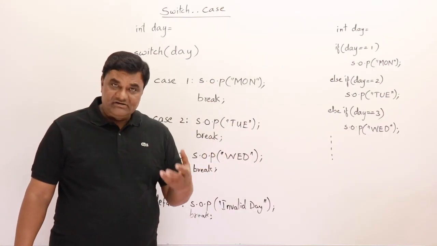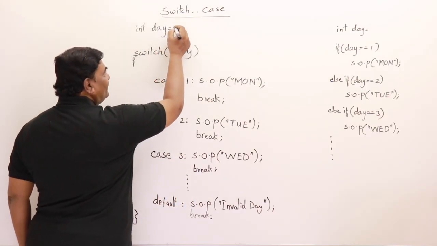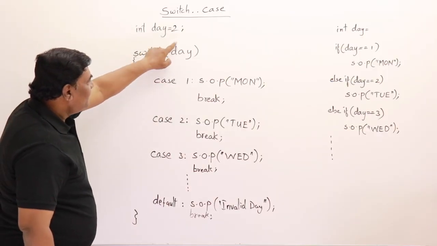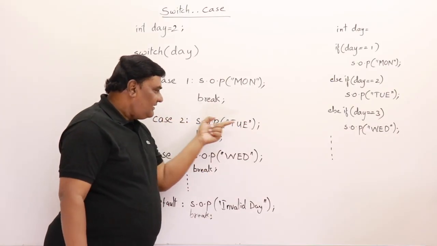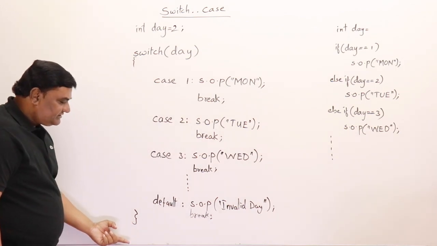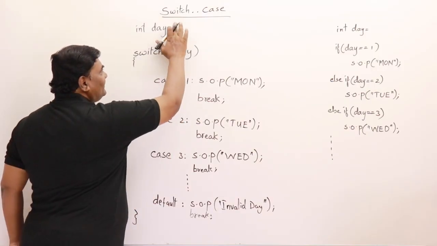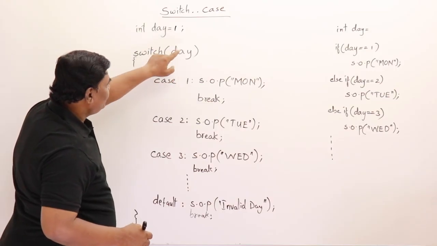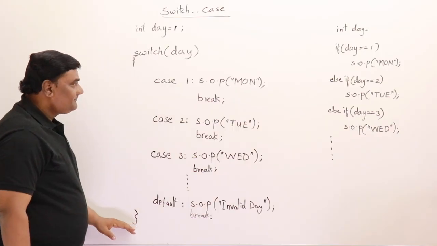Now let us see how it works. It works depending on the value of a variable. Suppose the value of the variable is 2 here, then switch day value is 2. So directly it will jump to case 2 and execute the statements. Next it will print Tuesday and next is break. So it will come out of this switch. Whatever the number is, it will go to that particular case. If I give the number as 1, then directly it will jump to case 1 and print Monday. Break means it will come out here.